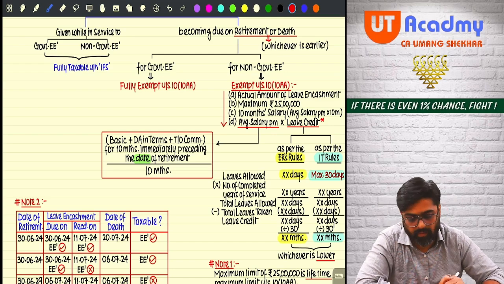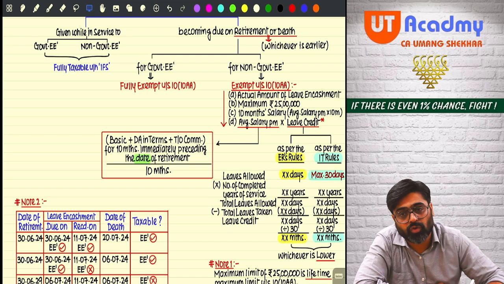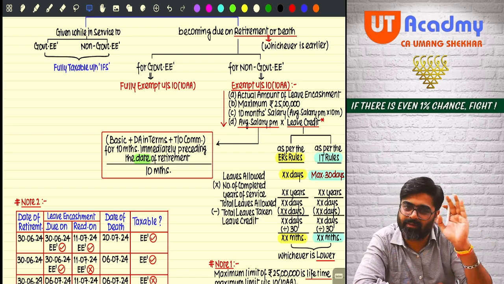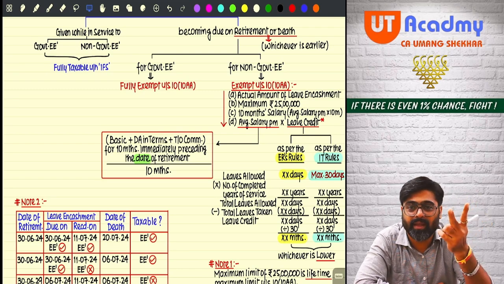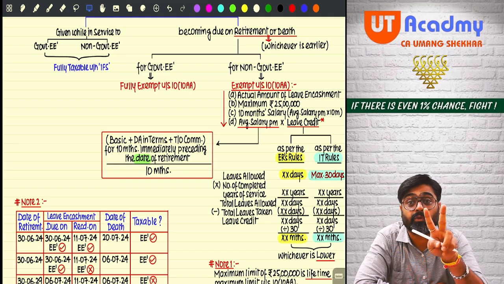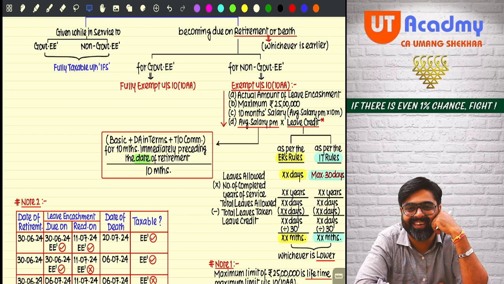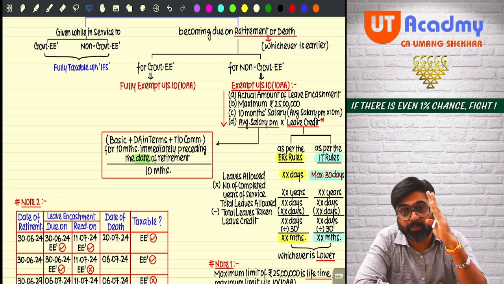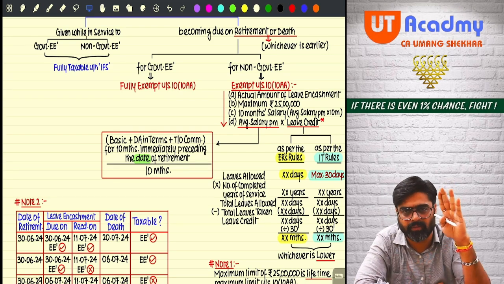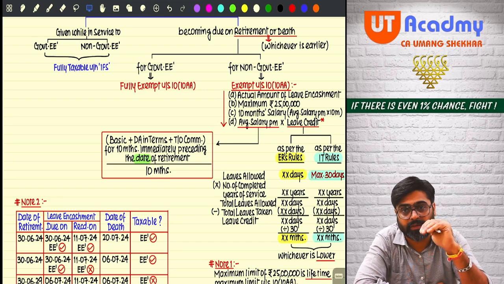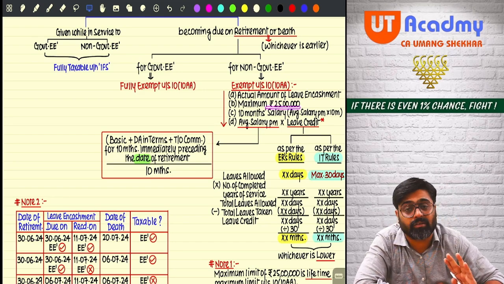Come on, tell me. Whichever is lower means actual amount. Whenever we are trying to calculate the exemption, the first amount will be the actual amount only. B is the maximum limit. Maximum exemption for leave salary for non-government employees is 25 lakhs. 2 years back, it was 3 lakhs only. That 3 lakh limit was a very old limit. So they updated that limit 2 years back and it is made 25 lakhs. Yes or no? So this 25 lakhs is the maximum amount.